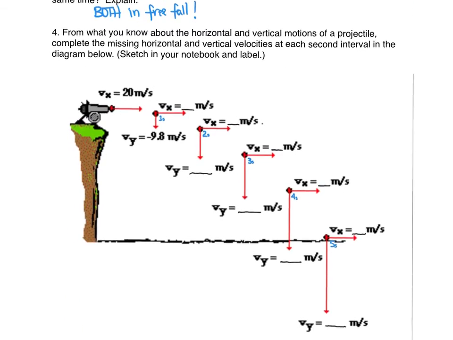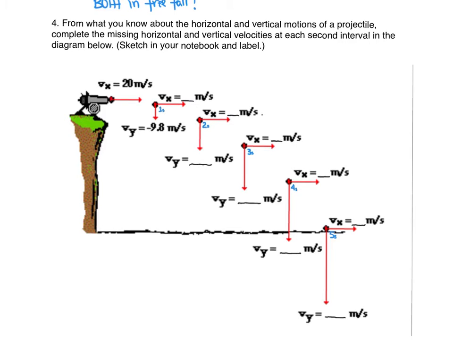All right, let's check out number 4 here. From what you know about the horizontal and vertical motions, fill in these missing velocities. So let's see here. In question number 1, we said that the horizontal velocity is constant. So if it's 20 meters per second to start, it will always be 20, assuming no external forces, no air resistance. There's nothing to push on the projectile this way to oppose that horizontal motion, so it'll just keep a constant velocity.